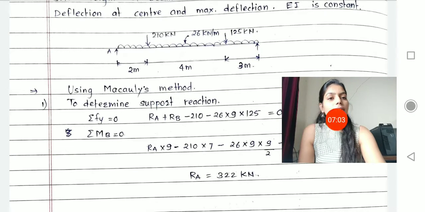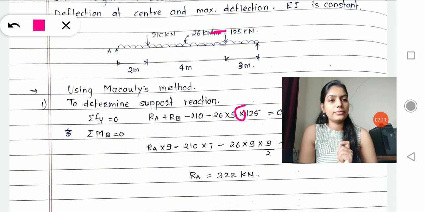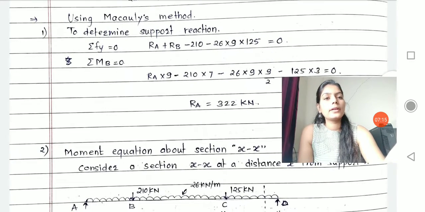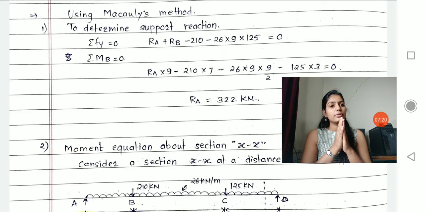You can see here, I have given a multiplication sign over it, which is wrong. You should take negative 125. Make a correction over there. Next is calculating your moments. How will you calculate your moments?